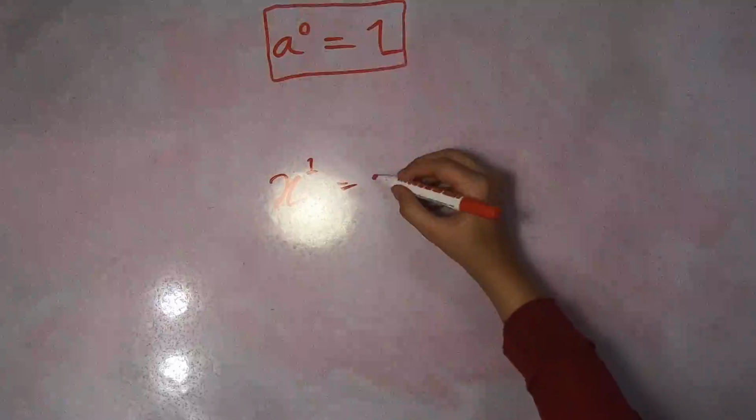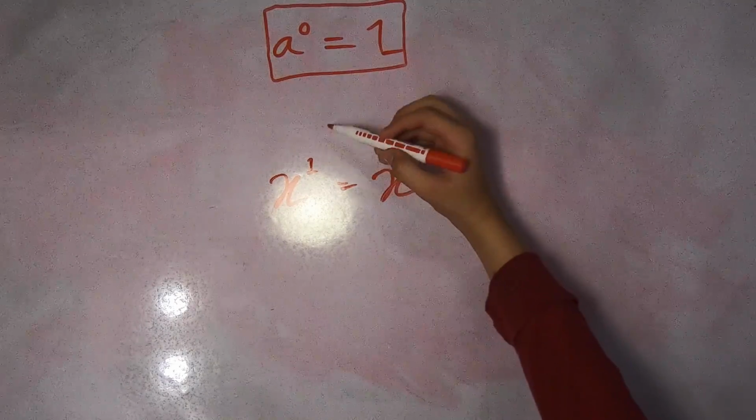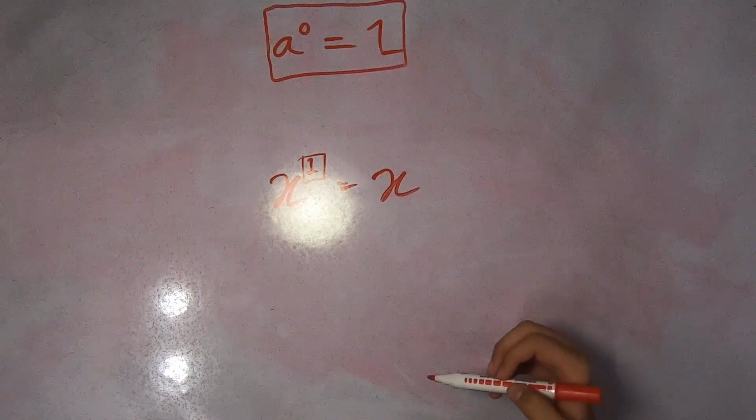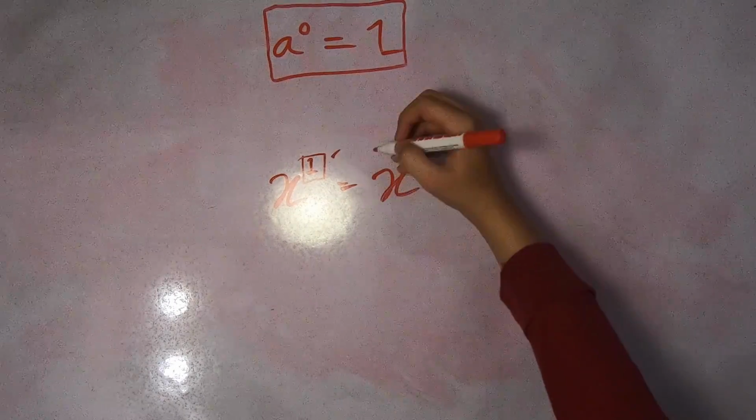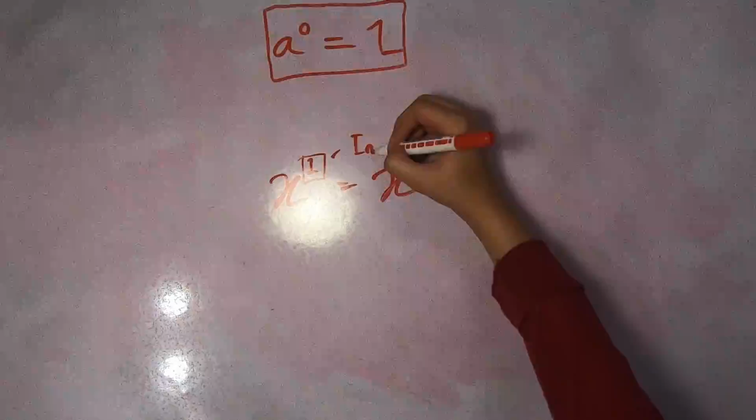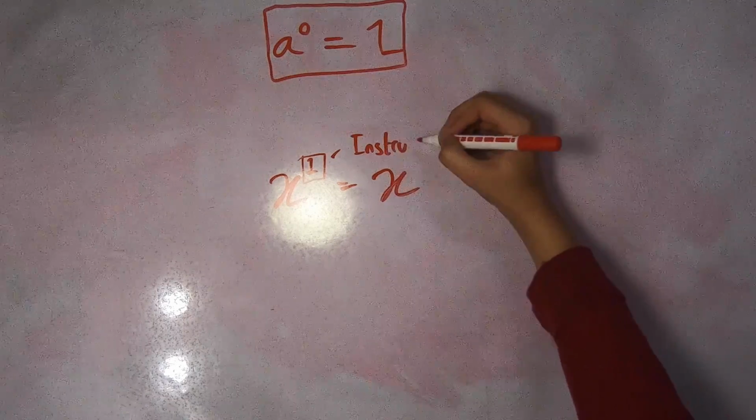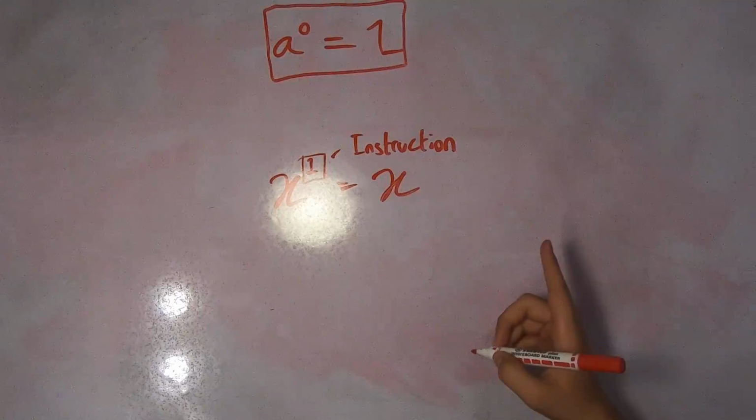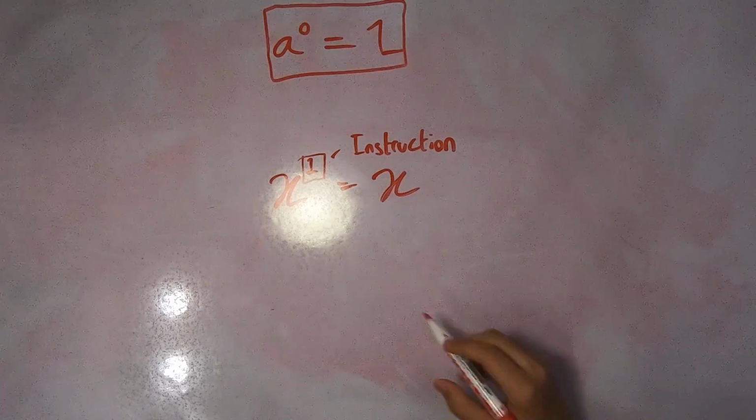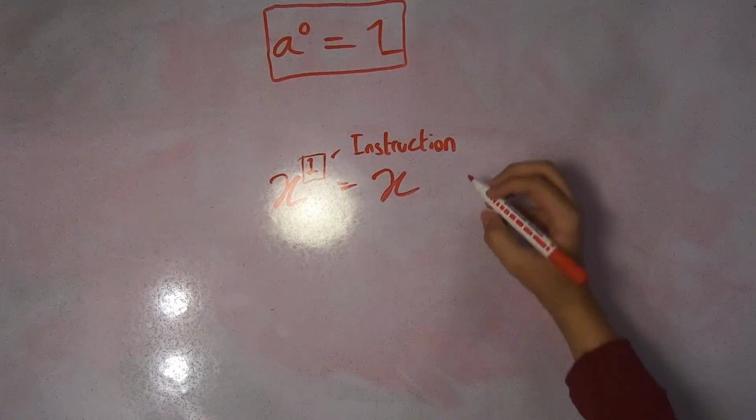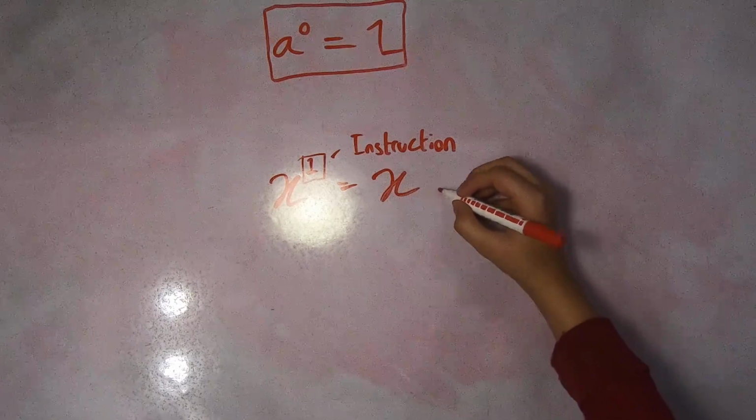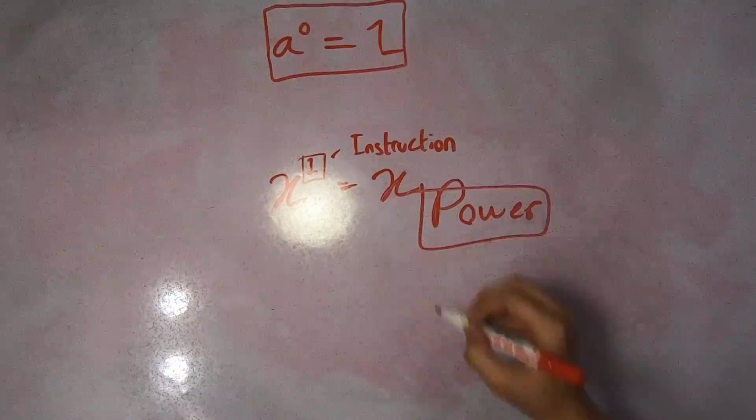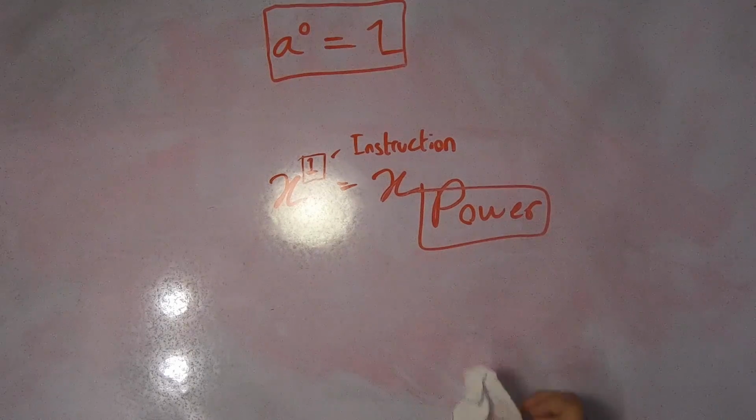Now we all know that x raised to the power of 1 is equal to x. Now we don't care about the x, we care only about the 1. The 1 over here can be identified as an instruction of how many times we have to multiply the number by itself. It's written 1, that means that we have to multiply the number by itself 1 time, and we call this instruction by the specific term of power.